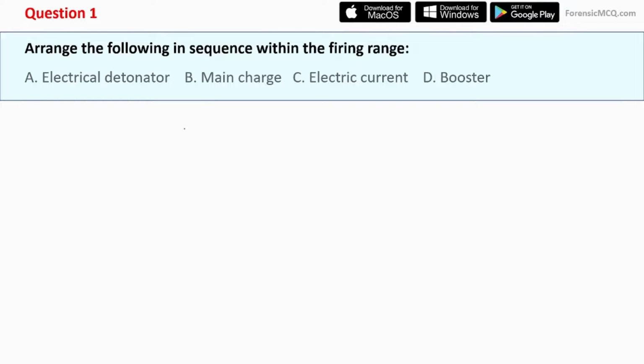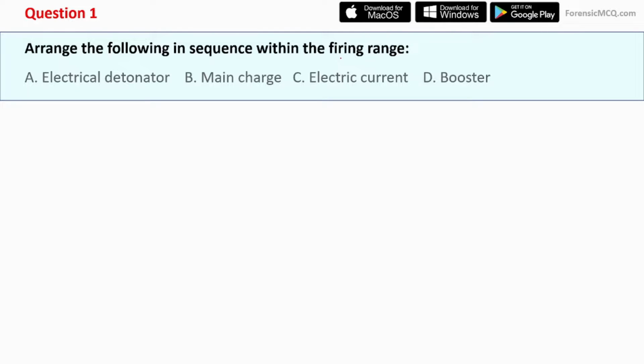Question number one: arrange the following in the sequence within the firing range. A, electrical detonator. B, main charge. C, electric current. And D, booster. So what the question really wants to ask is how a detonation takes place, or what the steps involved are.